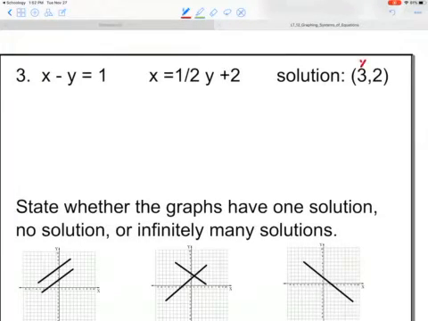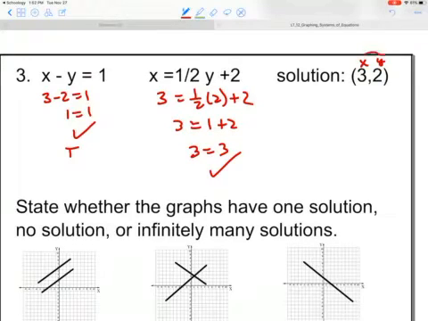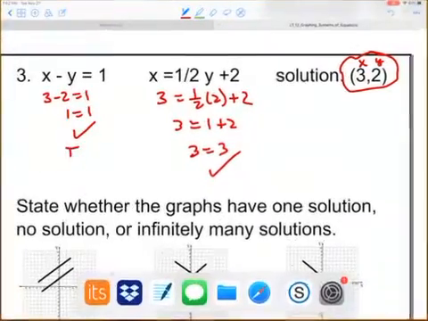All right, we plug 3 in for x, we plug 2 in for y, and we get 3 minus 2 equals 1, 1 equals 1, it works for this one. And we get 3 equals 1/2 of 2 plus 2, 3 equals 1 plus 2, 3 equals 3, it works for this one as well. So that is a solution. We verified that it is in fact a solution.